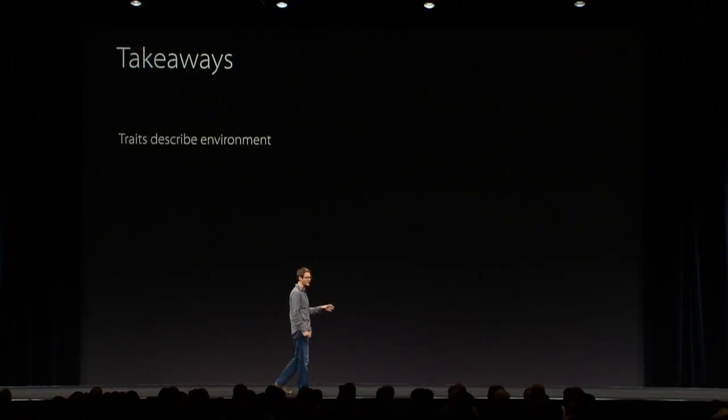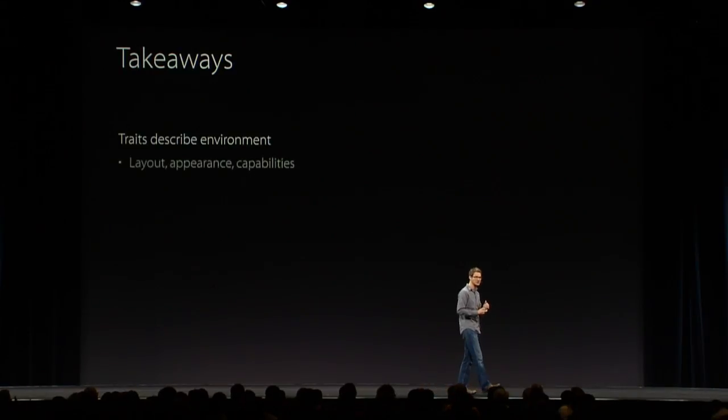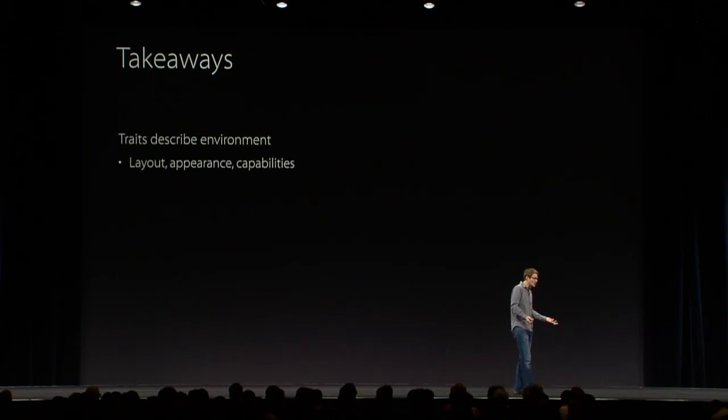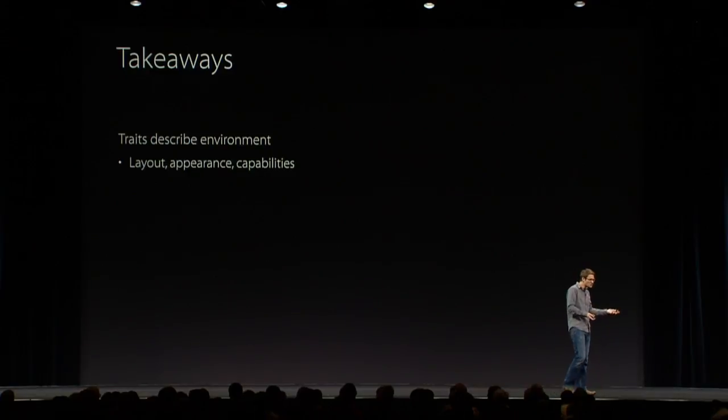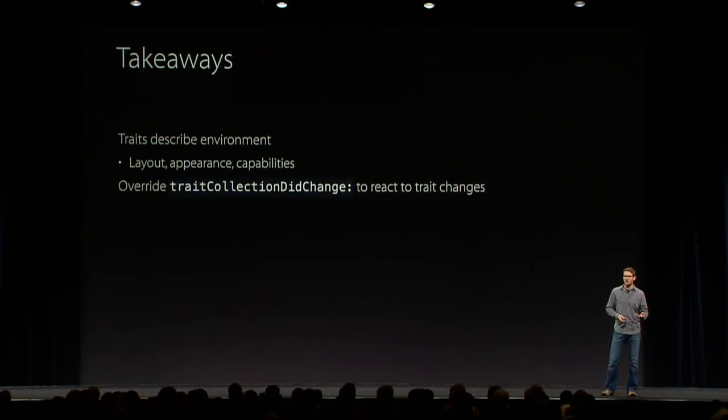So just to recap a couple takeaways that we've seen so far. Traits describe the environment that your application is running in, and a trait collection is going to be a bunch of traits with their associated values. These could be layout traits, they could be appearance traits, they could be capabilities traits. You want to override trait collection did change to make your application adaptive, and you want to take advantage of those systems that respond to trait collection did change for you.